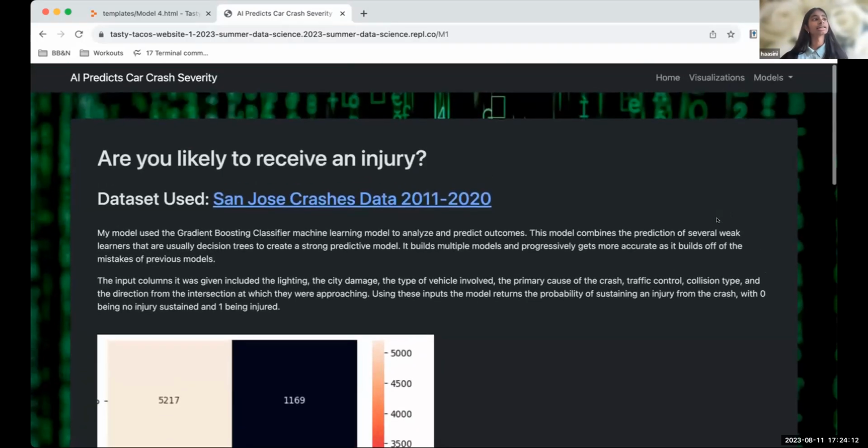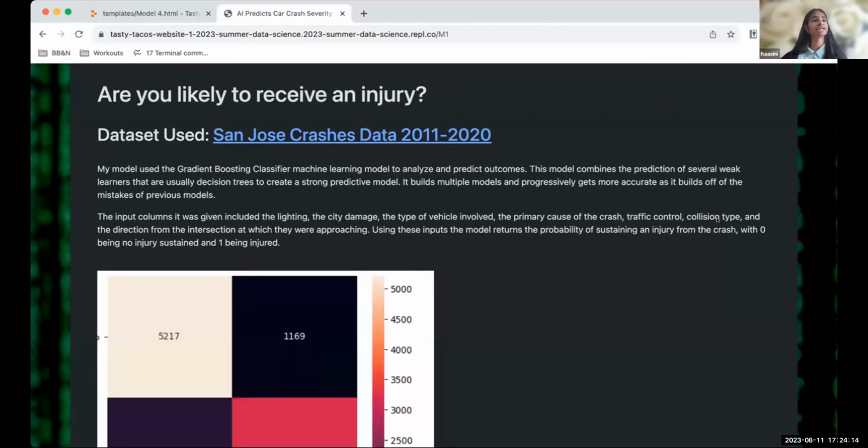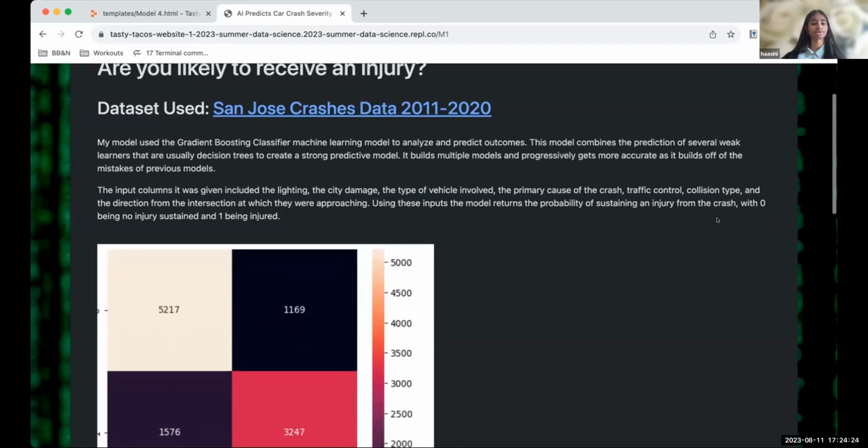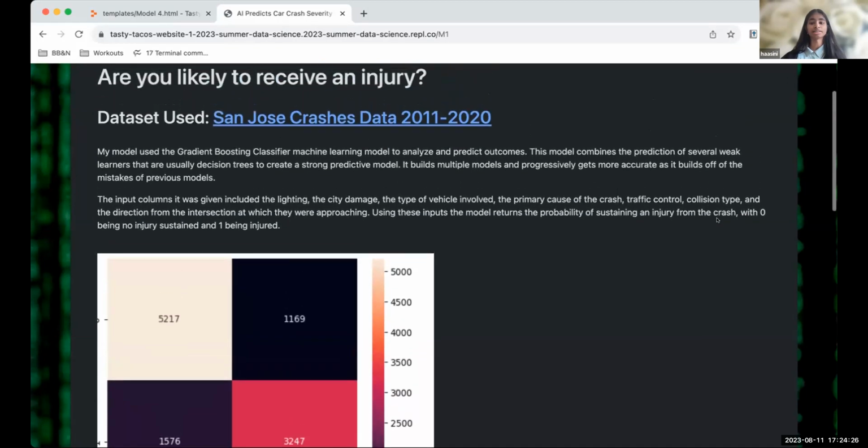So this model determines whether you're likely to receive an injury from a crash or not. It uses the San Jose crashes data, and my model used the gradient boosting classifier machine learning model to analyze and predict outcomes. The model combines the prediction of several weak learners that are usually part of decision trees to create a strong predictive model. It builds multiple models and progressively gets more accurate as it builds off the mistakes of previous models.